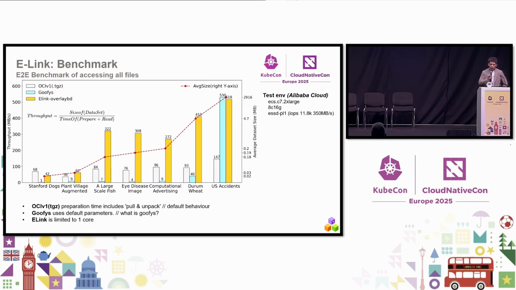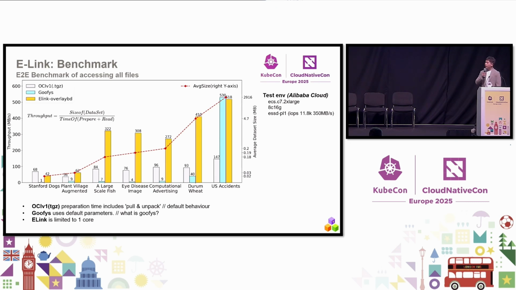At last, we tested the end-to-end data access performance. This chart compares the throughput of traditional OCI images, Goofys, and E-Link. Goofys is a high-performance implementation of an AWS S3 file system. The right axis of this chart shows the average size of individual files in each dataset.